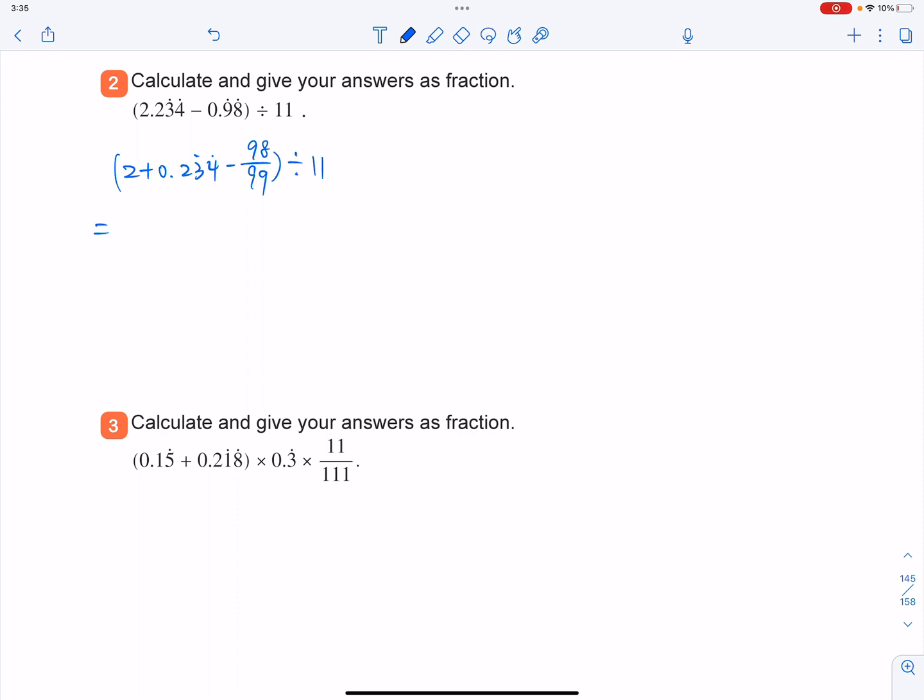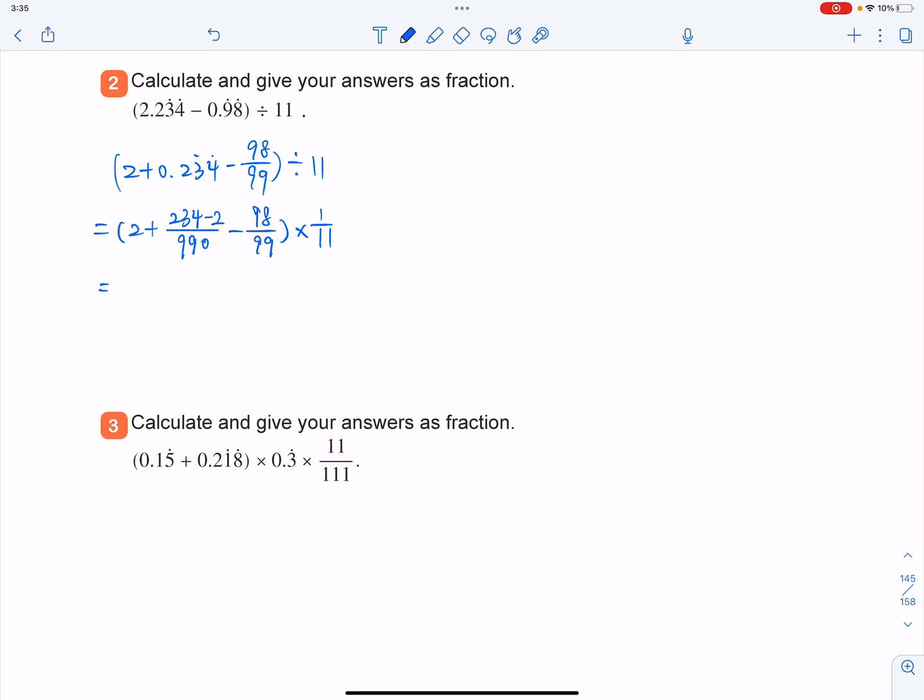So, we will have this 2 plus, over 990, because you got 2 recurring decimals, 3 and 4. 2 is not recurring, so we have 1 0 there. So we have 234 minus the non-recurring part, which is 2, and then take away 98 over 99 divided by 11, so it times by 1/11, right?